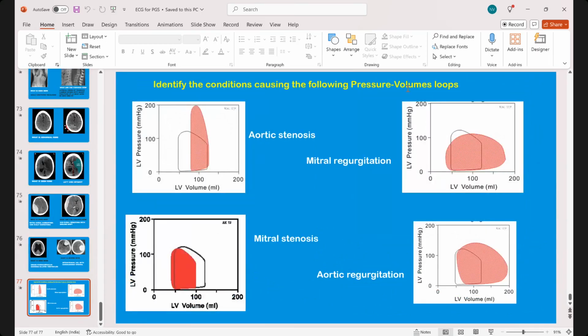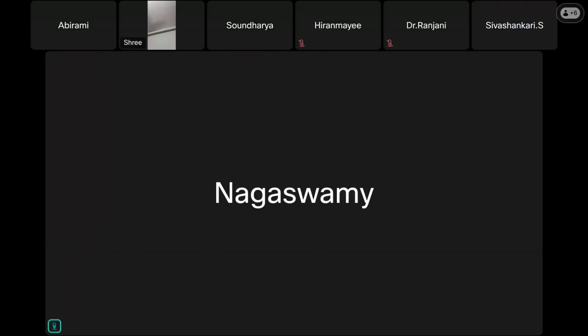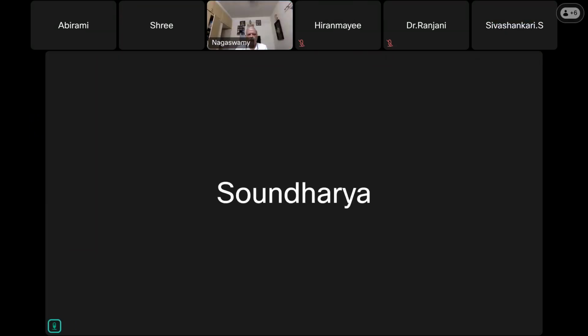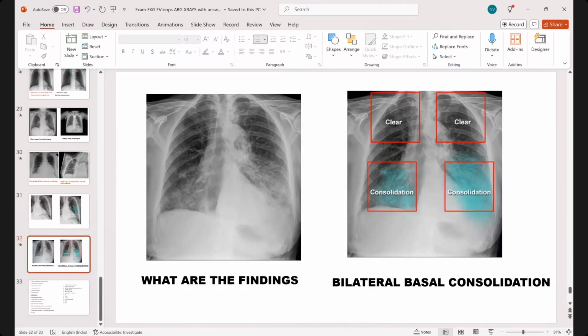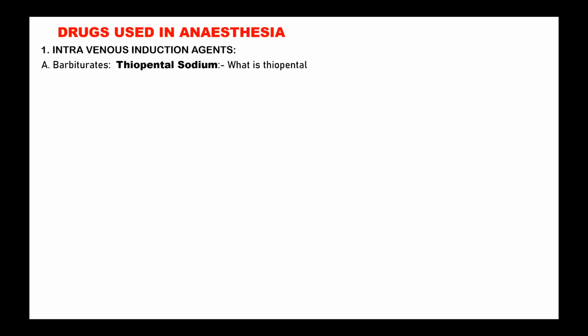This is the next page. We go for some drugs. Yes, sir. So we'll start with the intravenous induction agents.